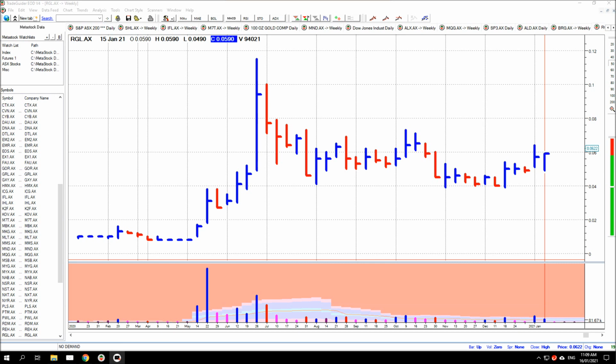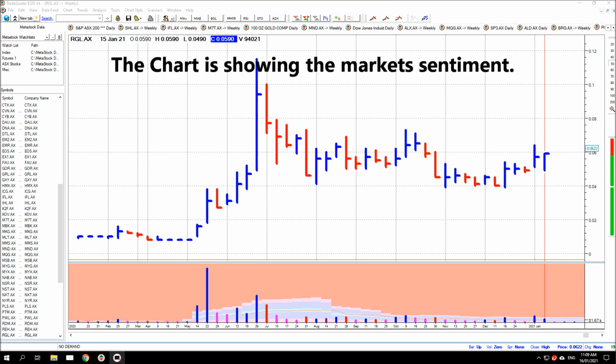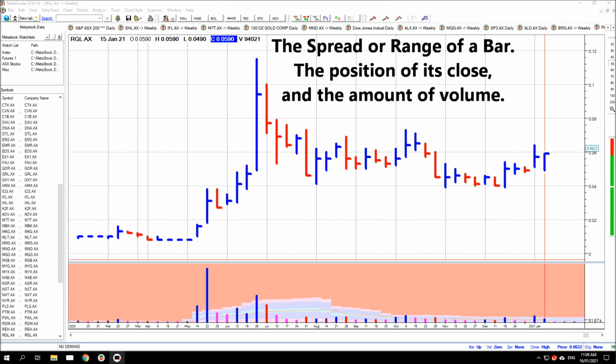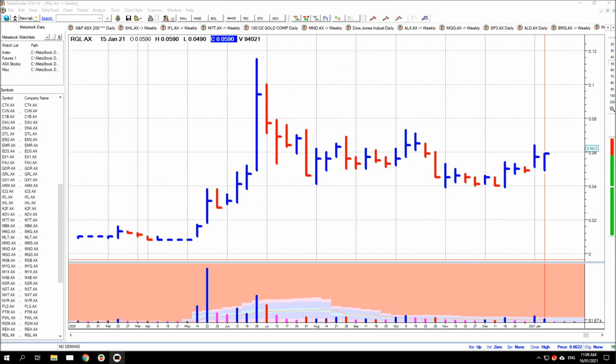This week we're going to look at the chart. When you look at a chart, especially for the first time, you're looking at the history of the sentiment in the market for a certain stock or a commodity or a currency. The chart shows a story, and you need to interpret that story using the spread or range of a bar, the position of the close, and the amount of volume on any particular bar in any particular time frame.